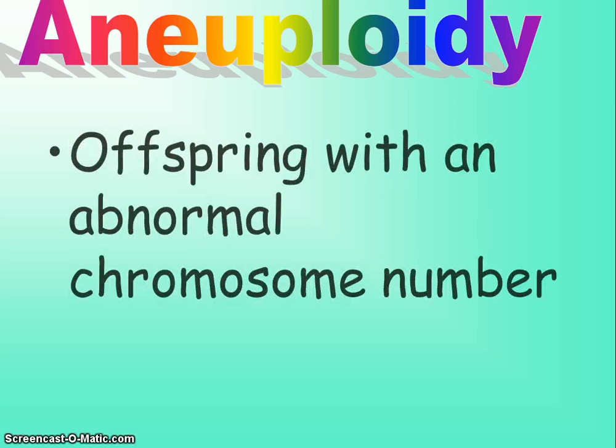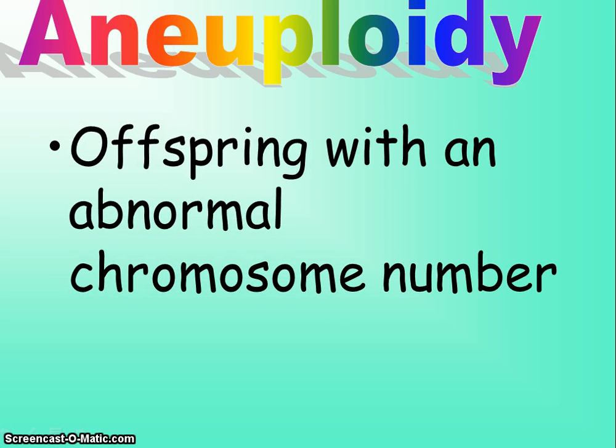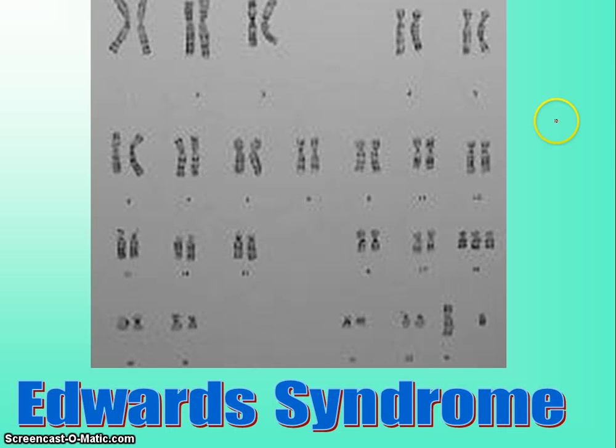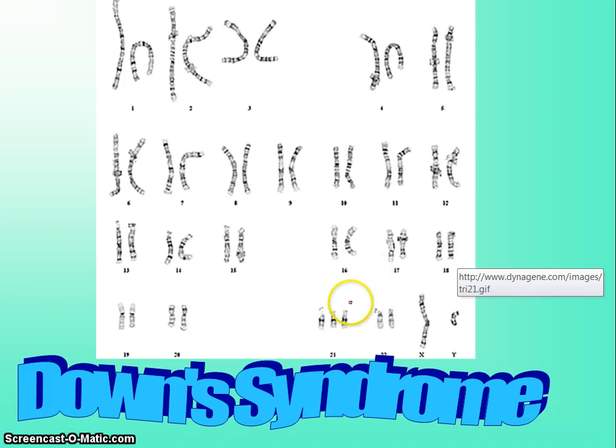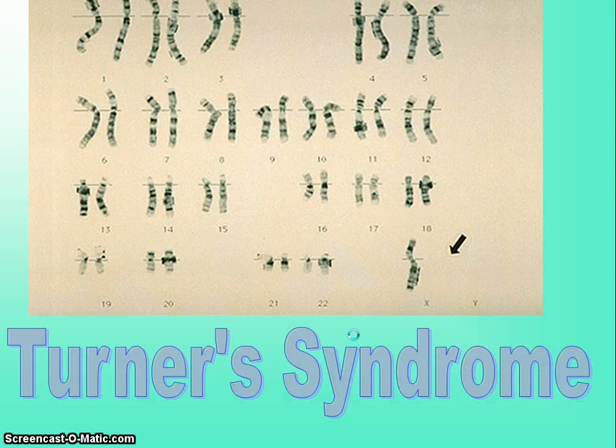If we don't have the correct number of chromosomes, it's called aneuploidy. So these are offspring with abnormal chromosome numbers. Here is a case of trisomy where we have 3 chromosomes in this position. This is Down syndrome, which is trisomy 21. We have 3 chromosomes in that position. Turner syndrome is a case of monosomy when we're missing the X or the Y.